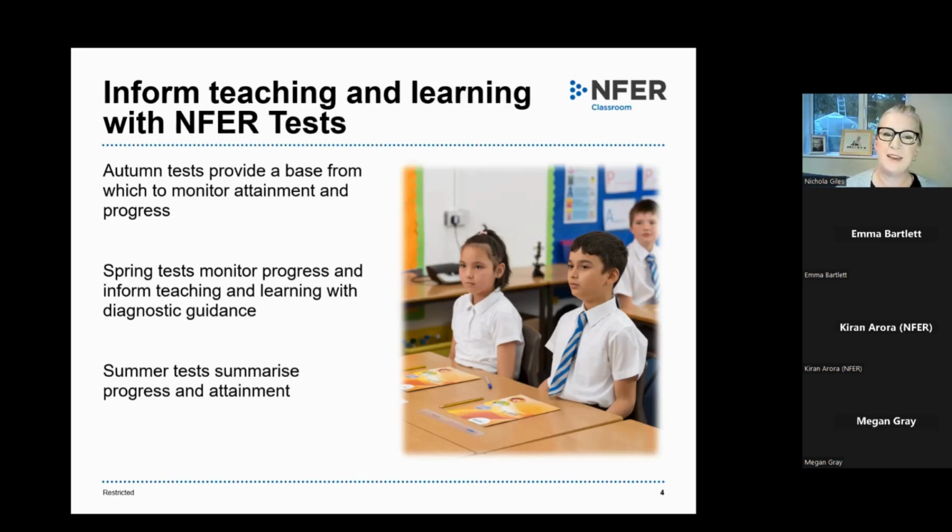So it's going to give you that baseline where you can start to monitor that attainment and progress. And as we said, the spring term tests start to monitor that progress even more and start to inform that teaching and learning with that diagnostic guidance. And then we move on to the summer term test, which feels like a long way away at the moment, to summarise that summative assessment about progress and attainment, ready for them to move on to the next year or the next phase in their education.